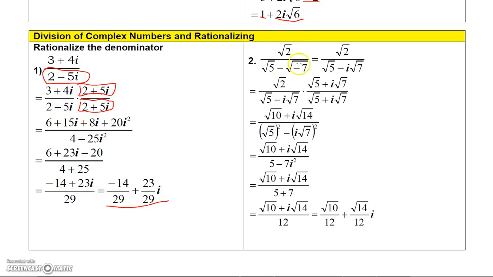Now the next one, I had to first rewrite it in the i form, and then notice that the conjugate for square root of 5 minus i square root of 7 is square root of 5 plus i square root of 7. And so I multiply that together, and then you can go through the steps and see how I got the final answer. Sorry for the quickness on that one.